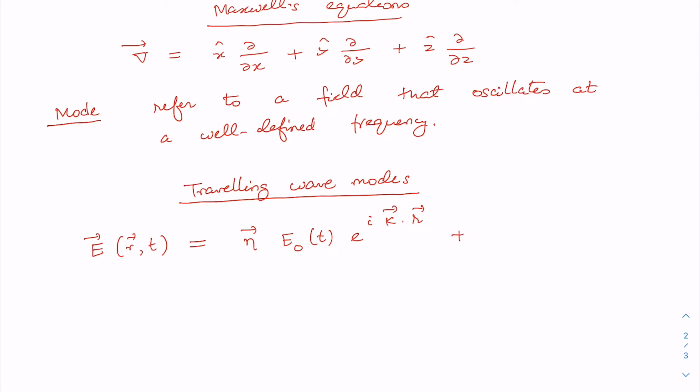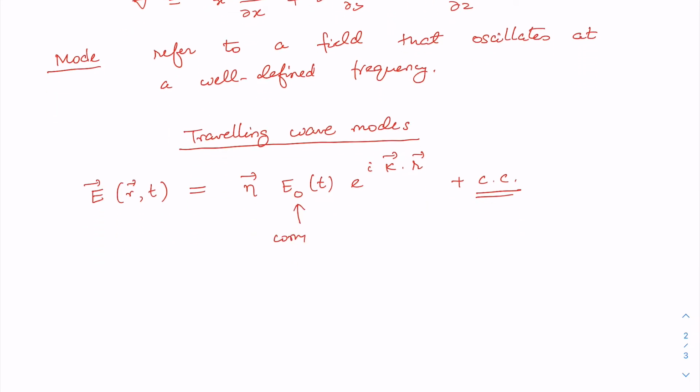So we have, this is the complex conjugate. This part here, E0t, refers to the complex amplitude of the electric field, and eta is the direction of the electric field, and it is known as the so-called polarization of the electric field. And k is the wave vector or propagation vector of the electric field, and it gives the direction of propagation of the electric field.